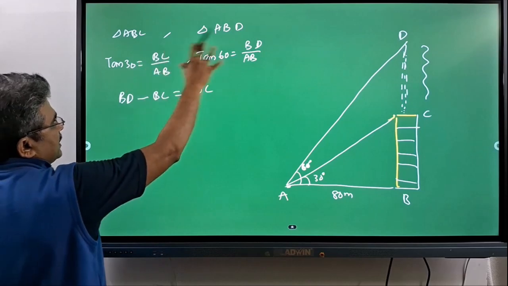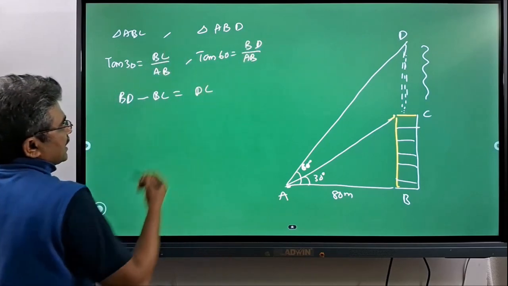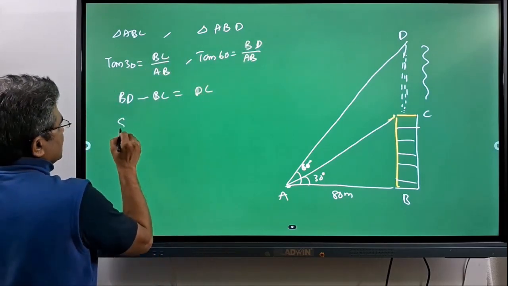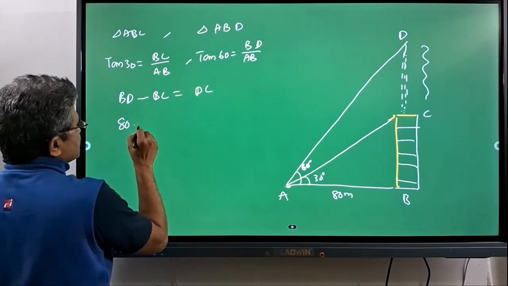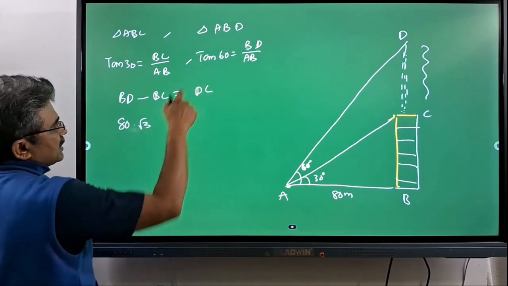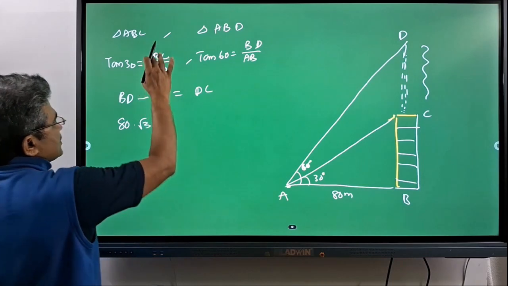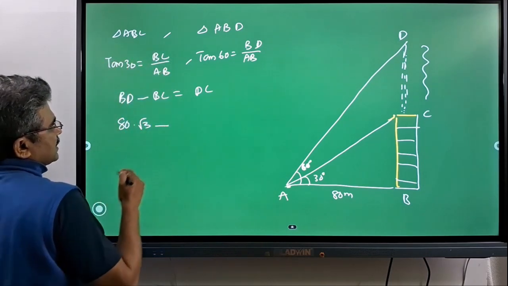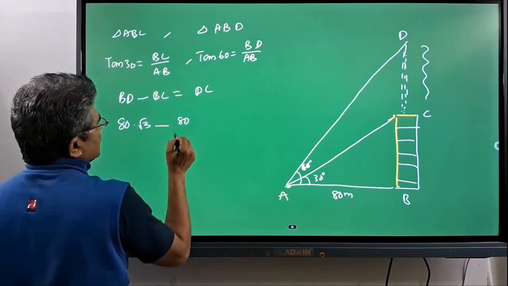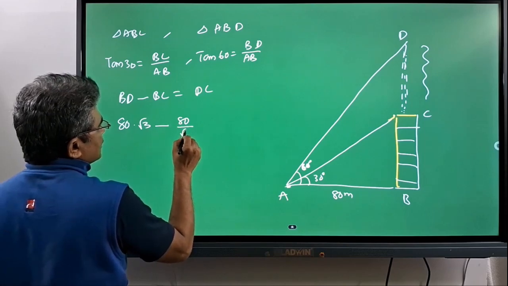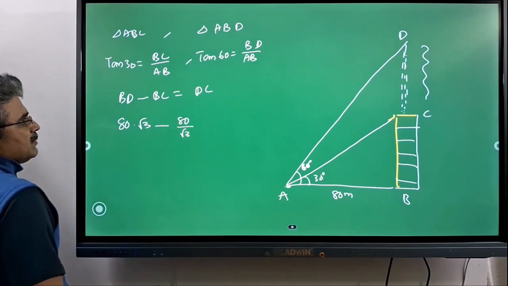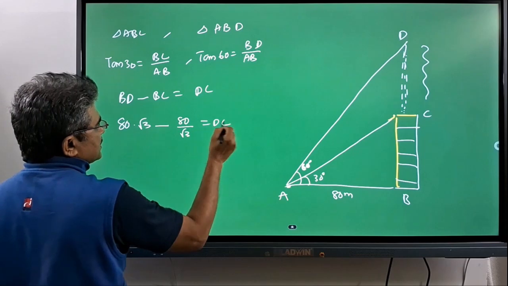So what is BD from here? It is AB tan 60. What is AB? 80. 80 into tan 60, which is root 3. So 80 root 3 from here, minus what is BC? AB tan 30. AB is 80, tan 30 is 1 by root 3. So you will get 80 by root 3, which is equal to DC.